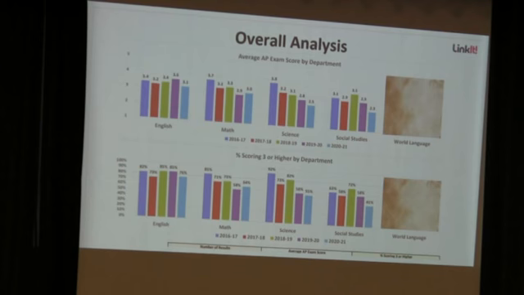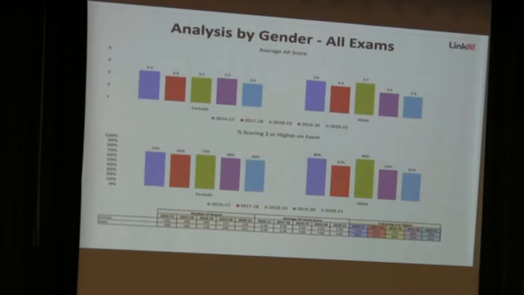You can see certain subjects, English, going over to math, with the light blue on the far right being 2020-2021, and finally social studies. So the top is the average score by department, and then the average percent scoring 3 or higher. This is a look at gender for all exams, going back from 16-17 up to 2021, with females on the left and males on the right. The bottom part depicts the percent of students scoring 3 or higher on the exam.